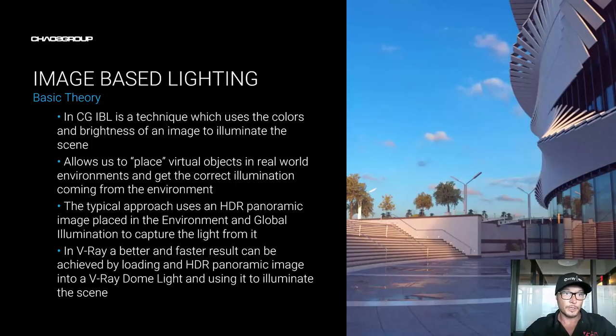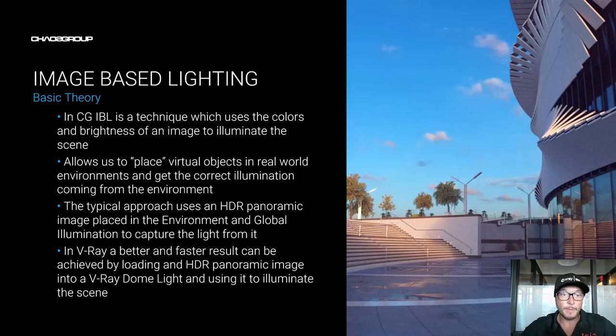Okay, so in CG, IBL, image-based lighting, is a technique which uses colors and brightness of an image to illuminate the scene. So again, every pixel that we have is actually a lighting point. It shoots lights into the scene. Allows us to place virtual objects in the real world environments and get correct illumination coming from the environment. The typical approach uses HDRI panoramic images placed in environment and global illumination to capture the light from it.